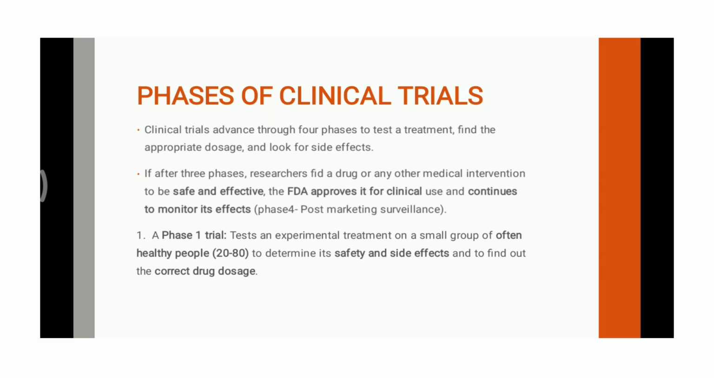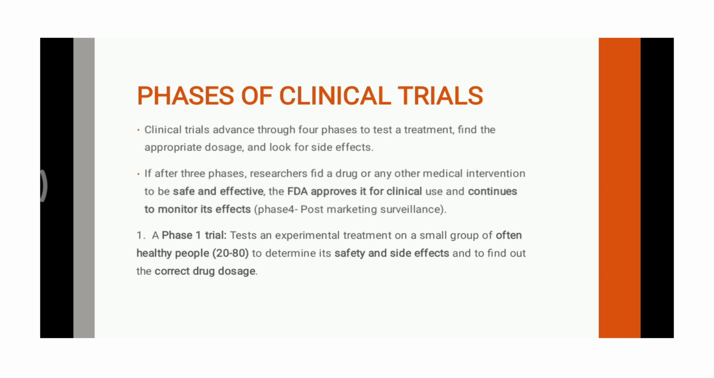So let's study what are the exact phases of clinical trials. Basically we have 4 phases of clinical trials, in which the first 3 phases are conducted in a particular area, whereas phase 4 is conducted when the drug is approved to the market. So that is post-marketing surveillance. Now let's study what is a phase 1 trial.